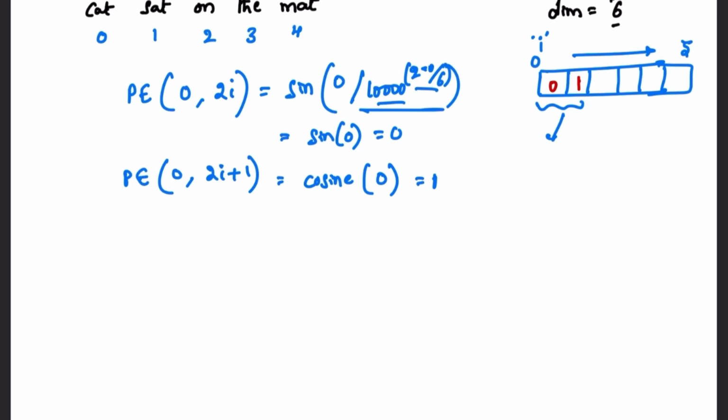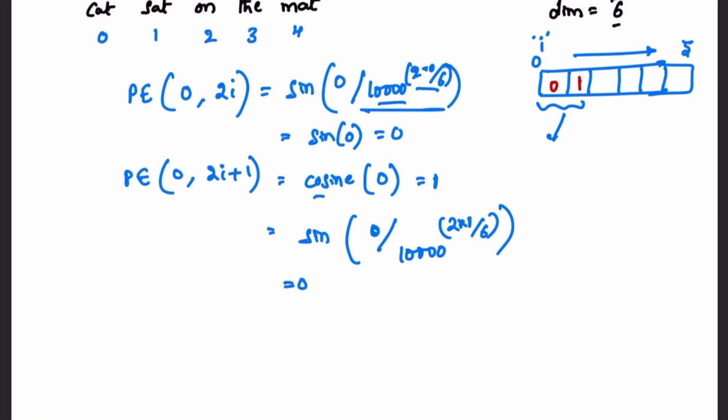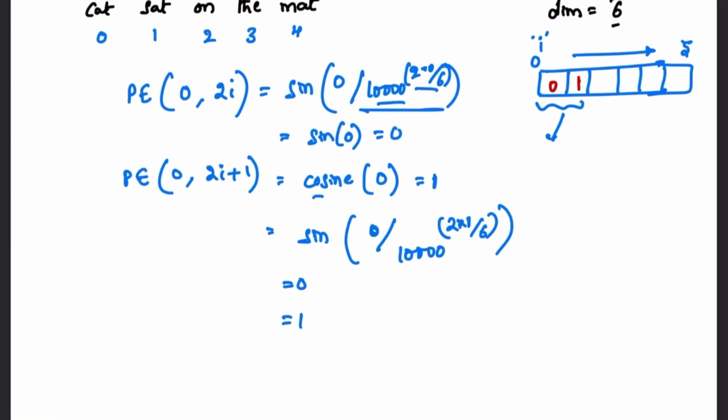So i is actually going from 0 to 5, but we are taking this 2i here, right? Automatically the next case will be sine of position 0 divided by 10,000, 2 into 1 divided by 6. Automatically 0 by this one will be 0. So this will again be 0. And for cosine, this will again be 1. So this position is 0 again, this position is 1 again. Similarly, this position is 0, this position is 1. This is for the first position.